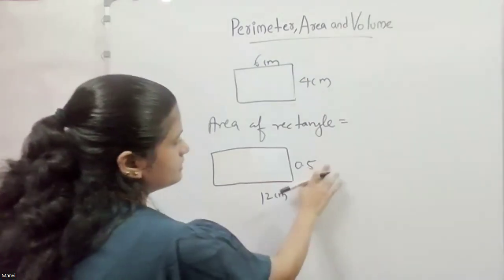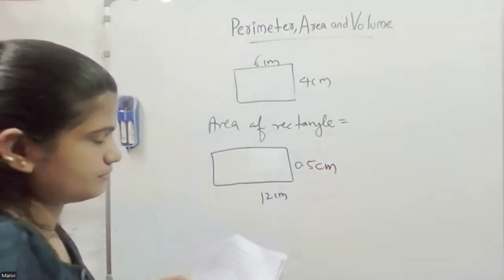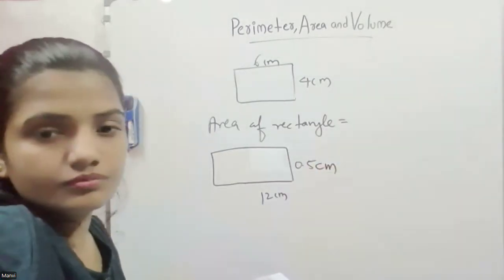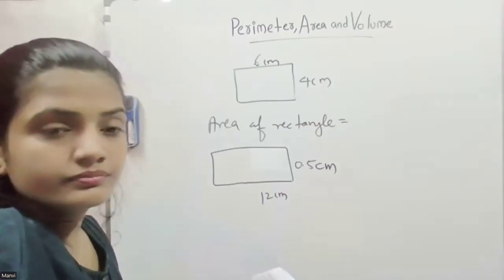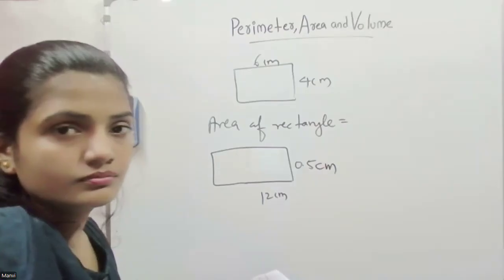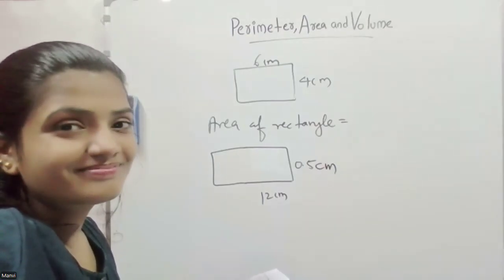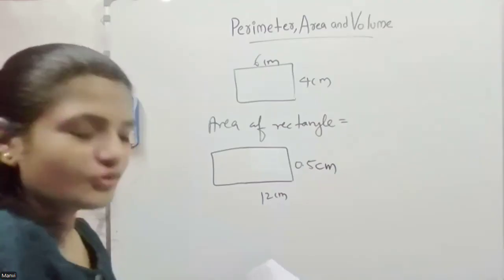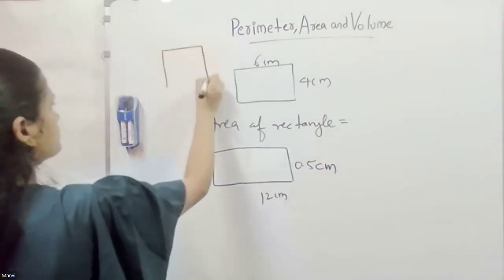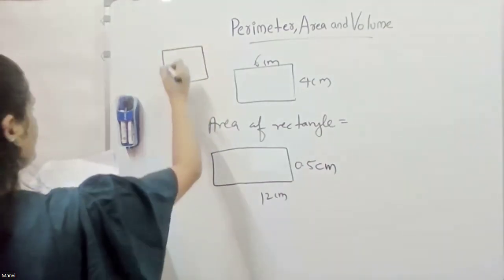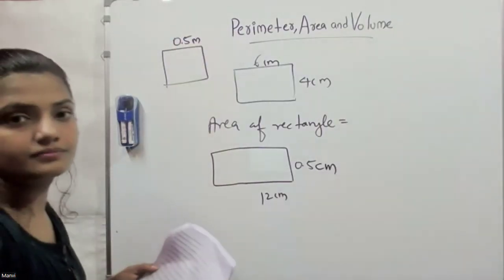This is also centimeter, not meter. Is it 6? Just 6. 6 what? 6 centimeter with the power of 2. Very good. Now you have one square whose side length is 0.5 meter. Calculate the area of the square.